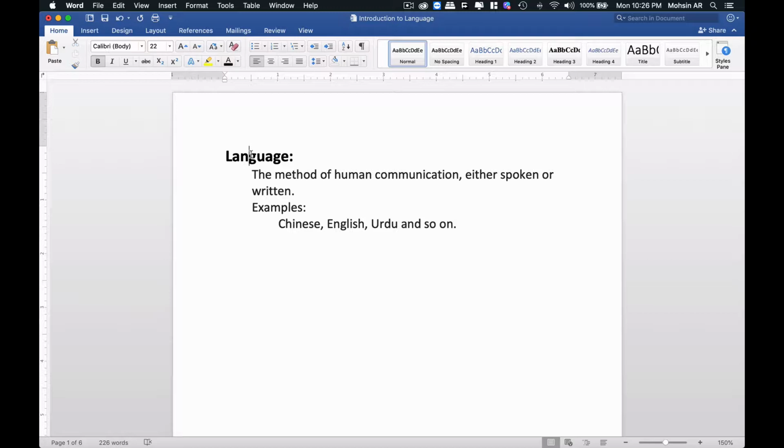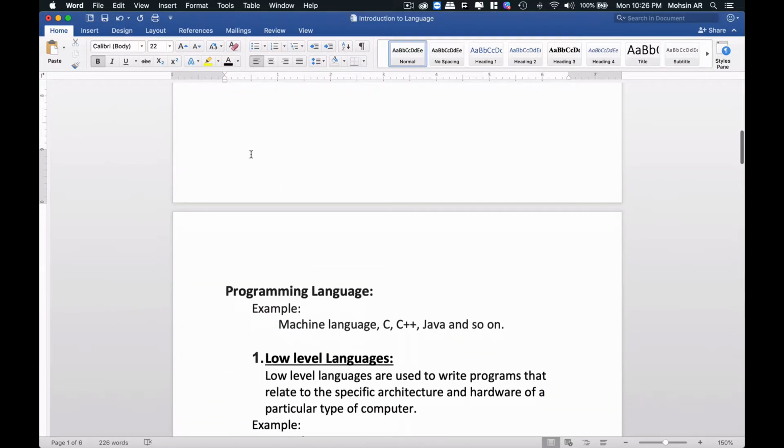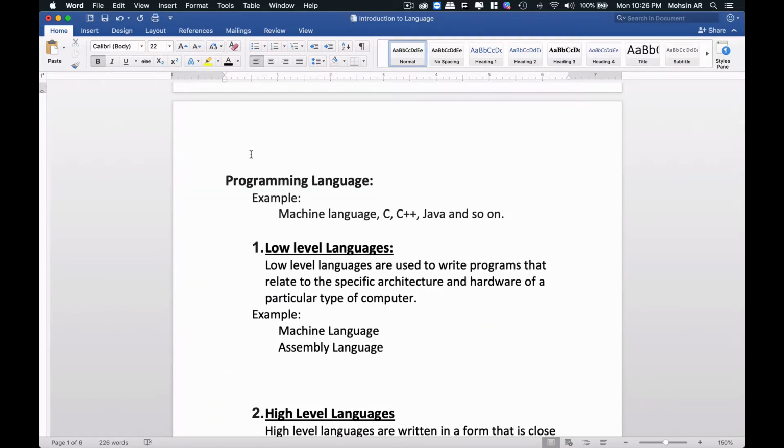Now let's jump to the programming languages. So what does programming language mean? Programming language means a language, a way of communication which a computer can understand. So the examples of programming languages are machine language, C language, C++, Java, and so on.